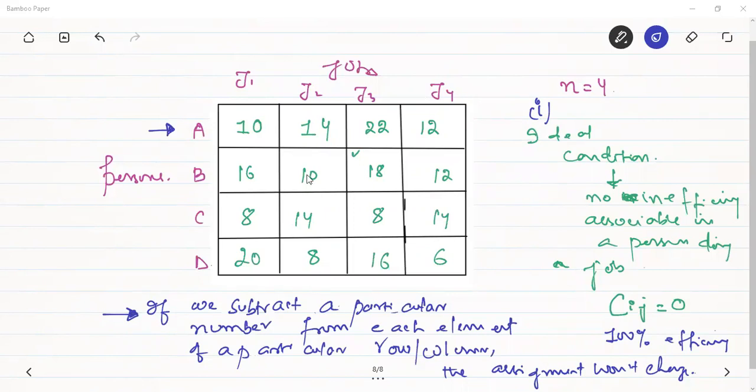Forget the table below the first row. Okay, forget this row number B C D. Okay, forget all the elements which are present in the B C D rows. Okay, just concentrate on the row number A.